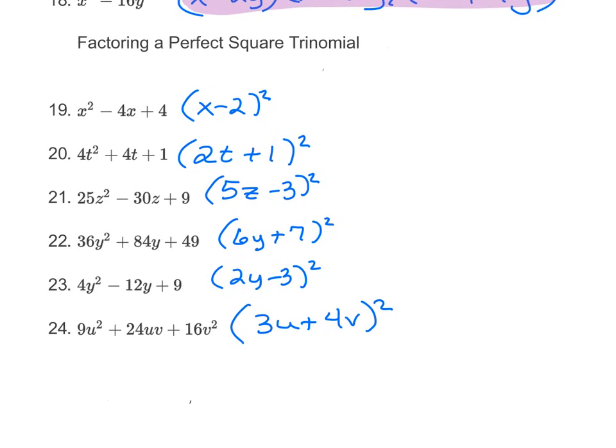Then 20, factoring a perfect square trinomial: 2t plus 1 squared. 22: 6y plus 7 squared. 24: 3u plus 4v squared.